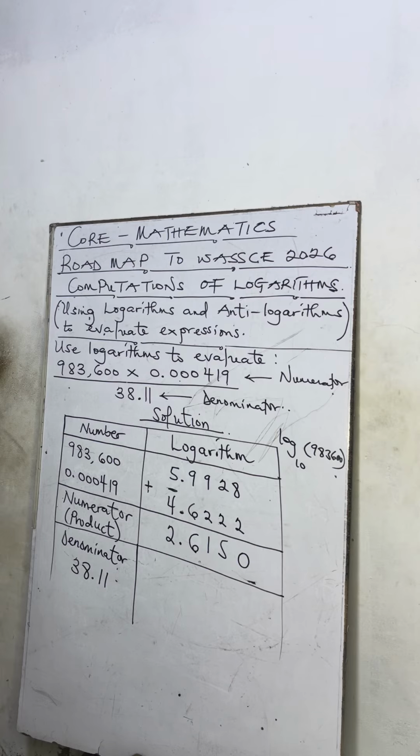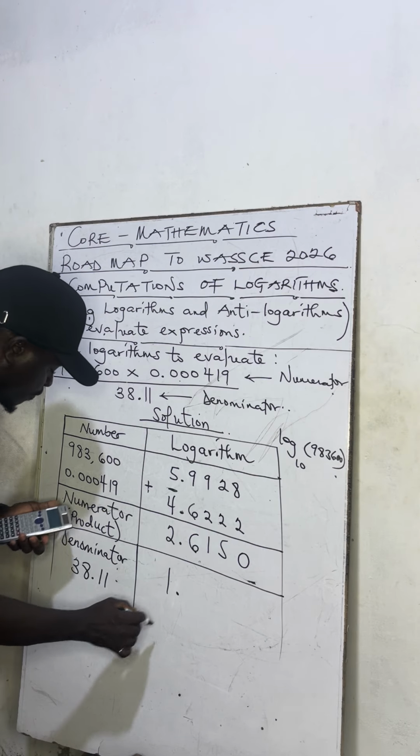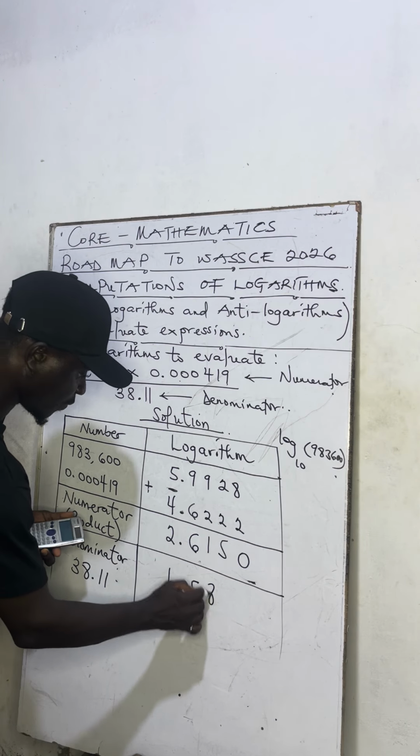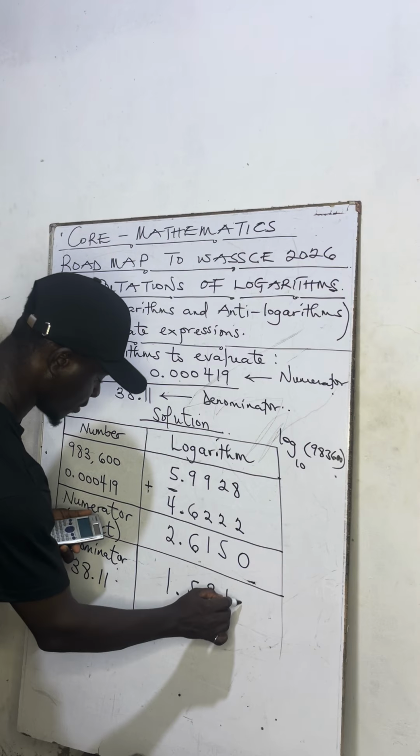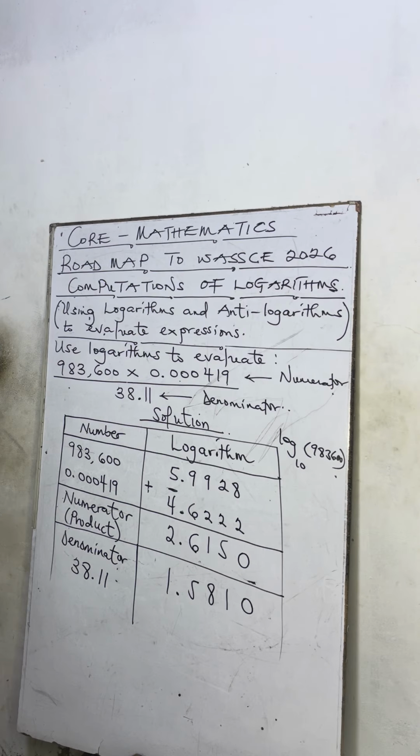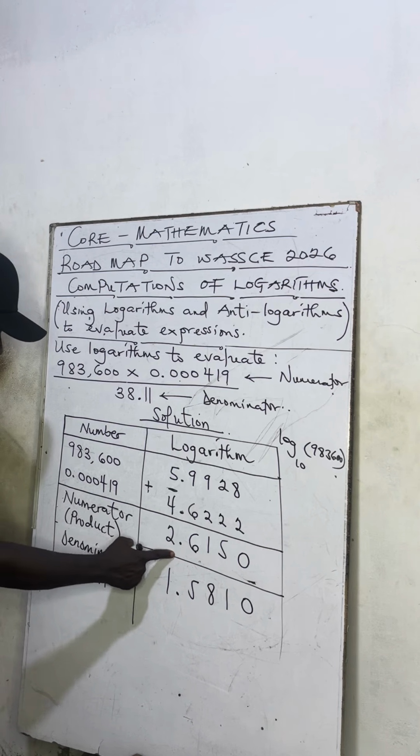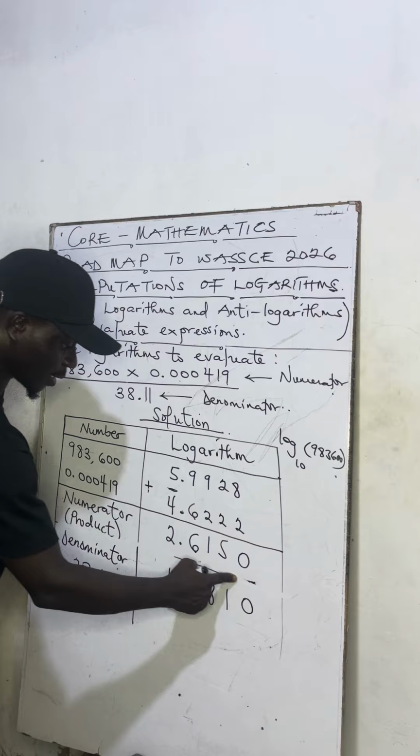So when you punch it, that will be your mantissa. Take note of that. So here, log of 38.11 will get 1.5810. If there is any rounding, you have to do that. So rounding, we do that. Let me clean this line so that we can add very nicely.